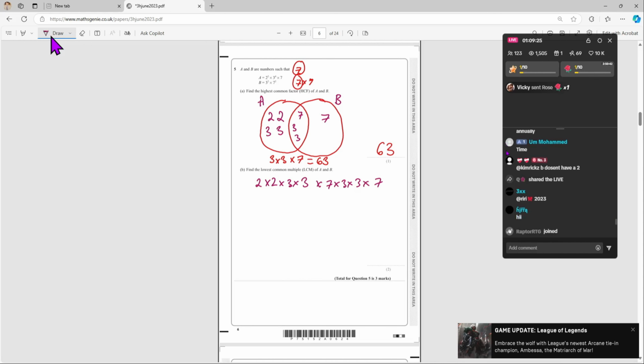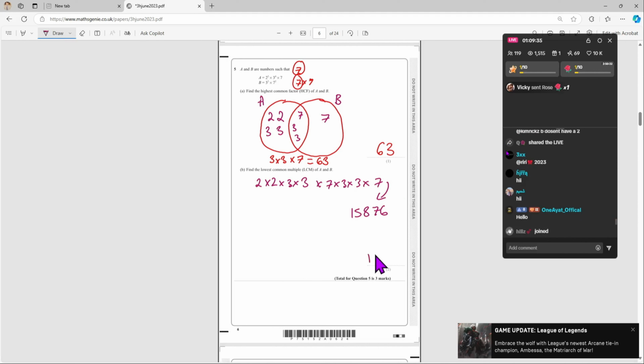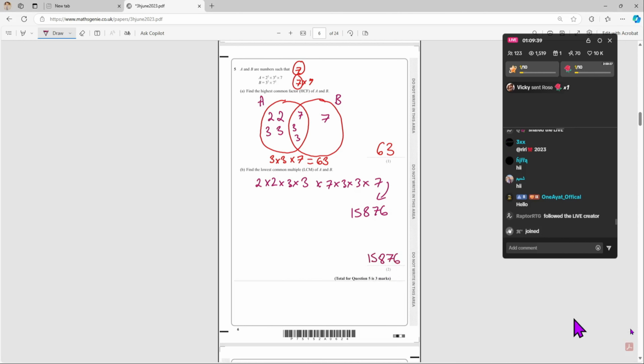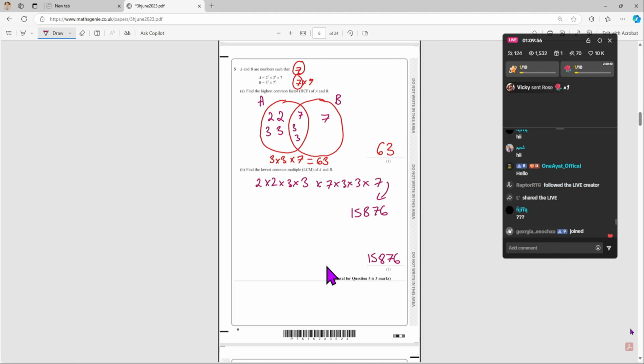So then once you have done that, if you put it into your calculator, it will be 15,876, and that will be your answer. 15,876, okay? So well done for getting that correct. This question was worth 3 marks for the highest common factor and the lowest common multiple. So, how do you find that question, guys? How do you find it?